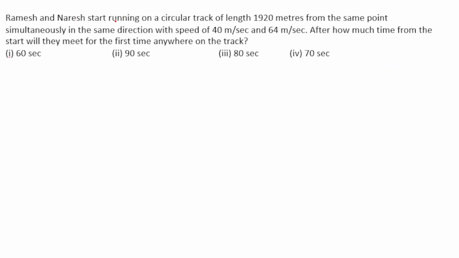Ramesh and Naresh start running on a circular track of length 1920 meters from the same point simultaneously in the same direction with a speed of 40 meters per second and 64 meters per second. This is a circular track. Ramesh and Naresh are both moving in the same direction with different speeds, that is 40 meters per second and 64 meters per second. After how much time from the start will they meet for the first time anywhere on the track?